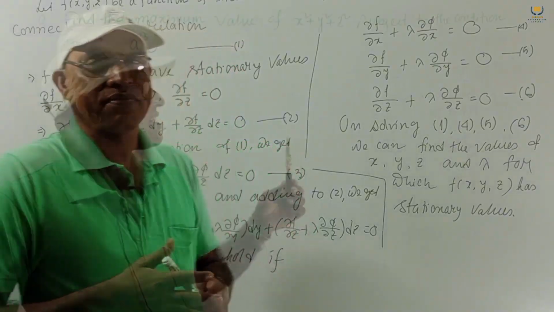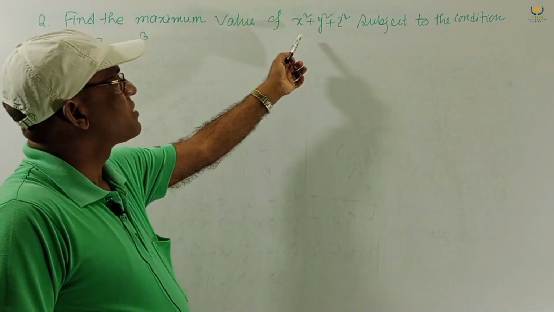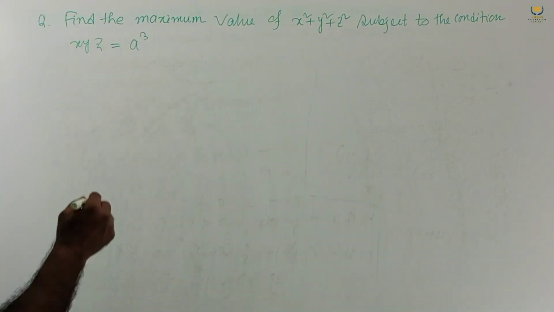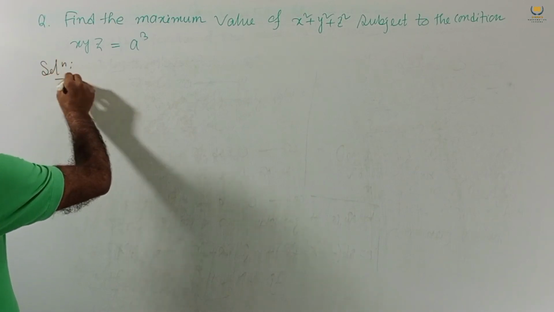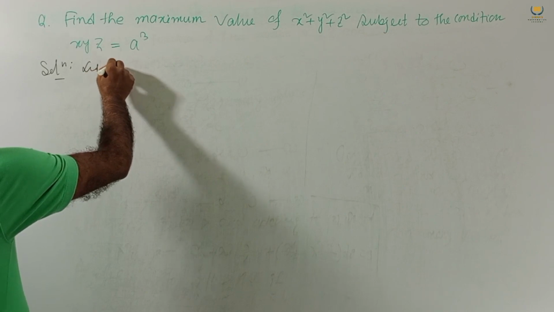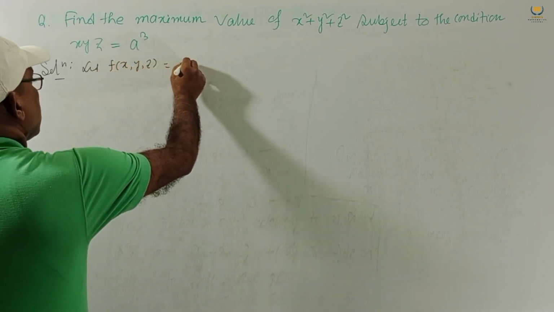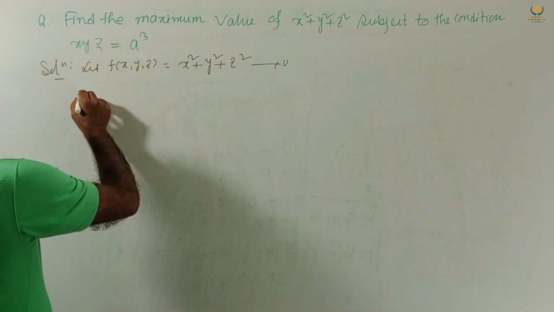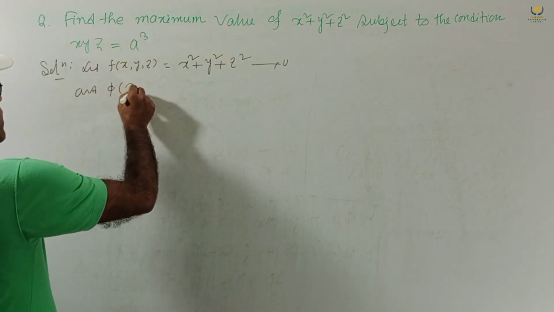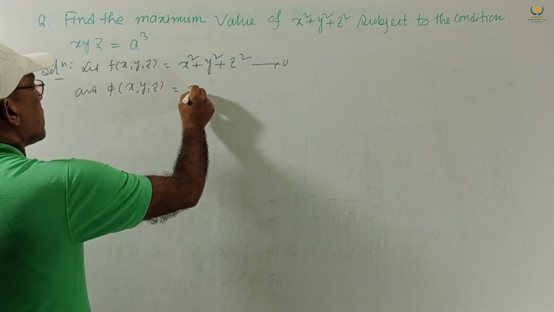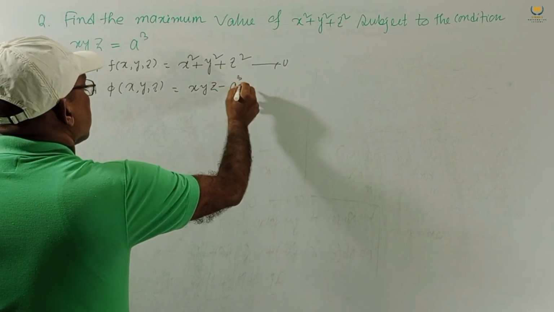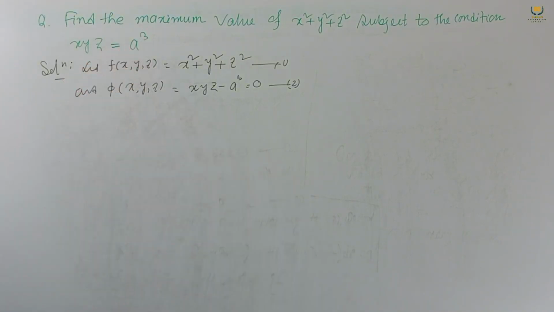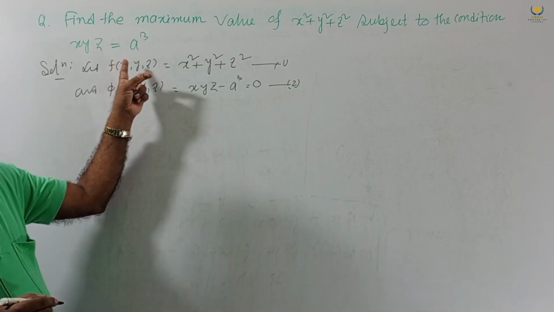Now let us consider one problem. Find the maximum value of x squared plus y squared plus z squared subject to the condition xyz equal to a cube. First, let f of x, y, z equal x squared plus y squared plus z squared. This is number 1. And phi of x, y, z equal to xyz minus a cube, equal to 0. This is number 2. Taking the left hand side, we get phi of x, y, z as xyz minus a cube. So we get f and phi.